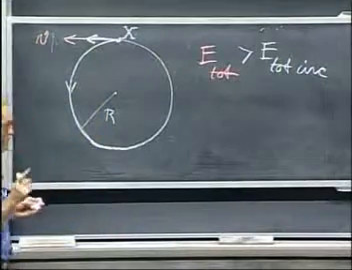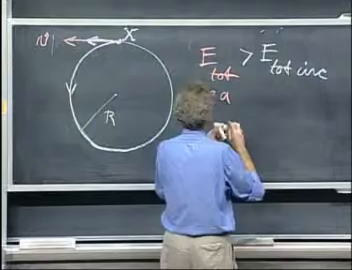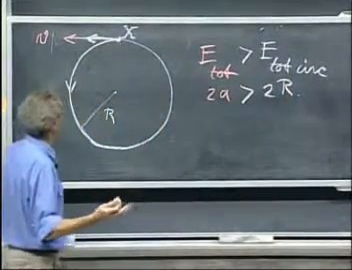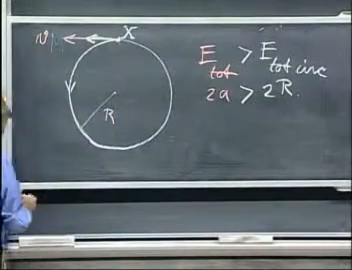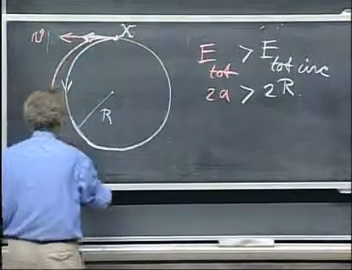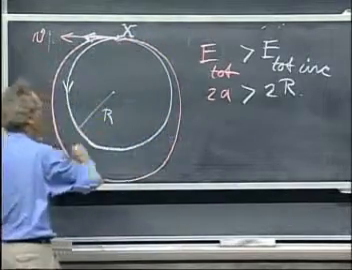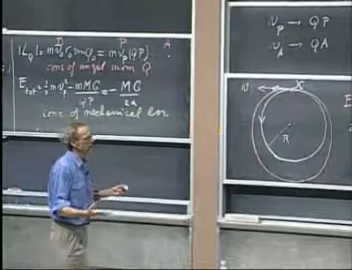But if that's the case, then clearly 2a must be larger than 2r. I now go into an elliptical orbit because the new velocity is no longer the right velocity for a circular orbit. And so what's going to happen, I'm going to get an elliptical orbit, like so, whereby 2a must be larger than 2r because my total energy is larger.